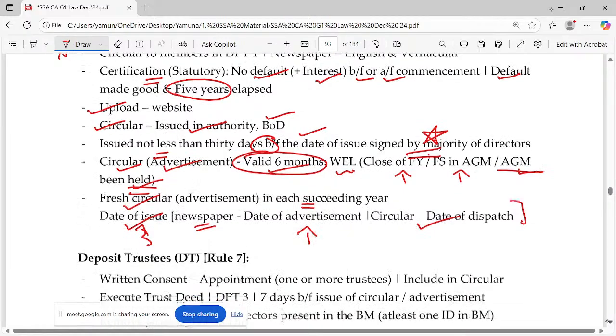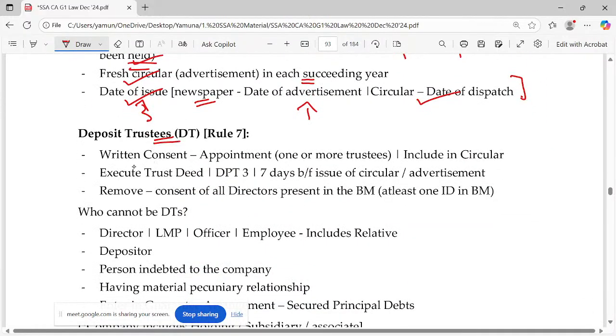Okay. Rule 7, with respect to deposit trustees: there will be a written consent saying that these trustees are appointed. There need not be only one trustee; there can be more than one, and you have to include all these details in the circular. You have to execute a proper trust deed. You have to give the details in DPT3, 7 days before the issue of the circular or advertisement. Please highlight: 7 days before the issue of circular or advertisement. And there should be at least one independent director in the board meeting held, and you have to check whether all the directors have given consent in the board meeting.